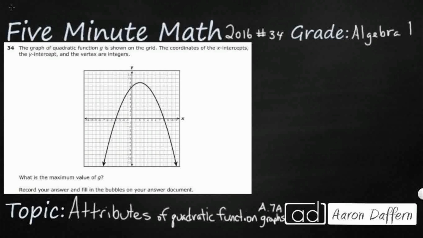Today we are looking at the Algebra 1 concept of attributes of quadratic function graphs. This is standard A.7A in the great state of Texas, and we are using item number 34 of the 2016 released STAAR test. If you haven't done so already, please go ahead and take a moment to pause the video, work this problem out on your own, unpause it, and we will look at our answers together.